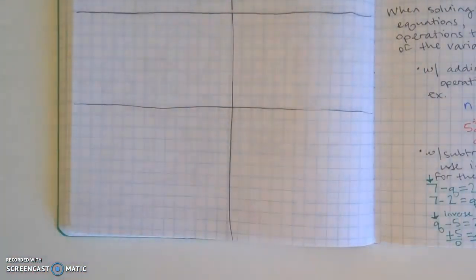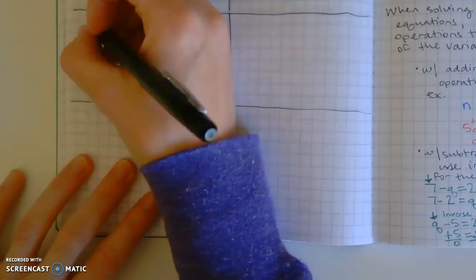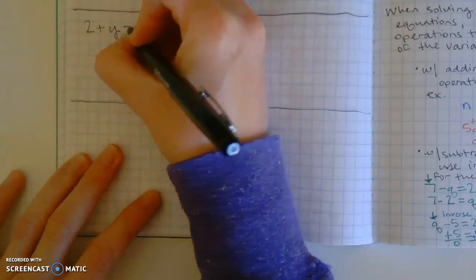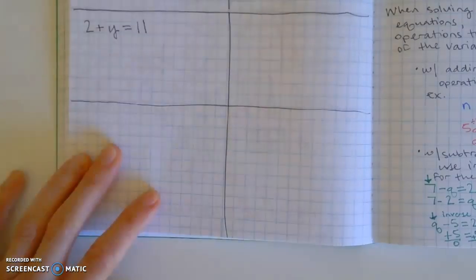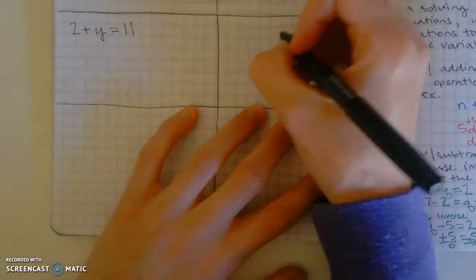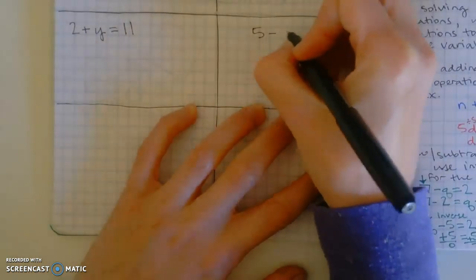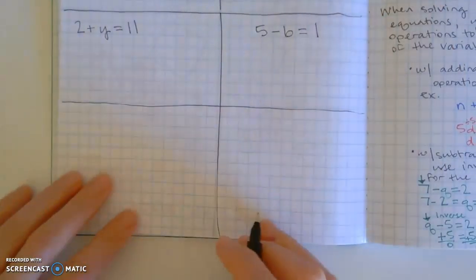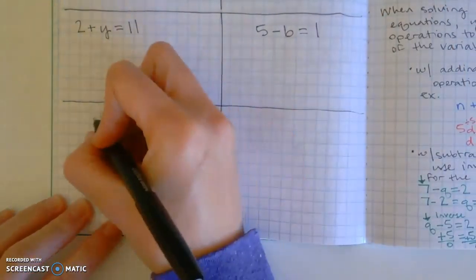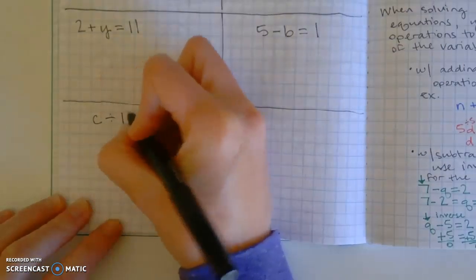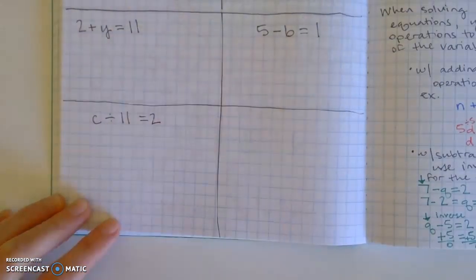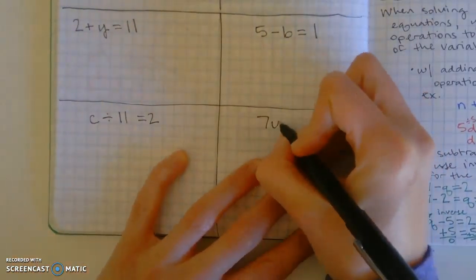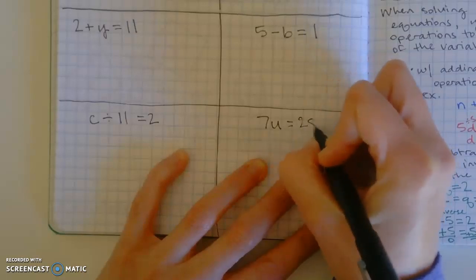Okay, so here are your 4 problems today. So you have 2 plus y equals 11. Then you have 5 minus b equals 1. Then you have c divided by 11 equals 2. And 7 times u equals 28.